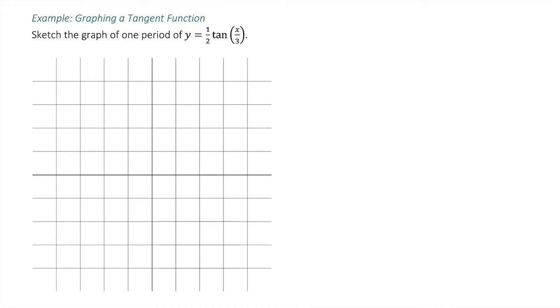Sketch the graph of one period of 1/2 tangent of x over 3. We'll start by finding our period for this. So the period is pi over the absolute value of b, the thing that's being multiplied by x, which in this case is 1/3. So our period here is 3 pi.